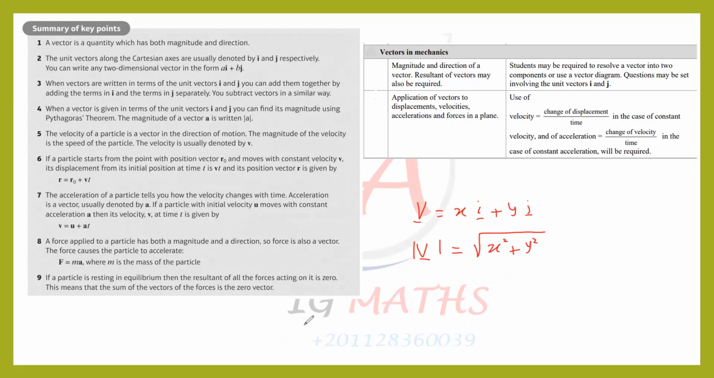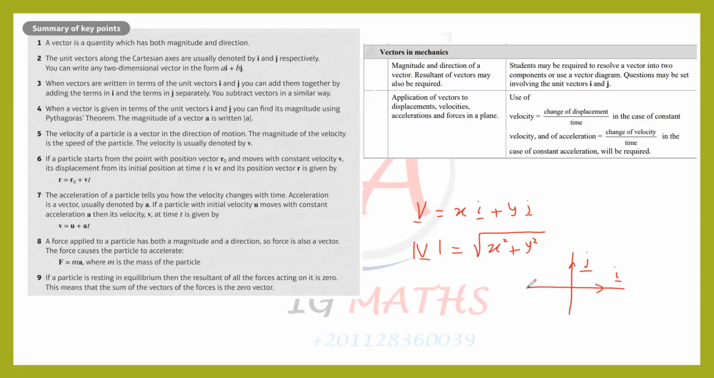What's i and what's j? i is the unit vector in the horizontal direction. i can be positive; if it's positive, it goes to the right, the positive part of the x-axis. If it's negative, it goes in this part of the x-axis. And j is the unit vertical vector, going upwards or downwards, because it works with the y-axis.